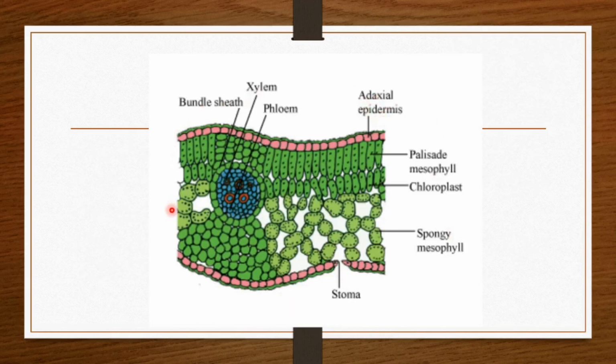So in short, we can see that a typical dicot leaf contains three different parts: upper epidermis and lower epidermis, mesophyll cells, which is differentiated into upper palisade cells and lower spongy cells, and in between that we can see vascular bundles, conjoined, collateral and closed vascular bundles. These are all about dicot leaf.